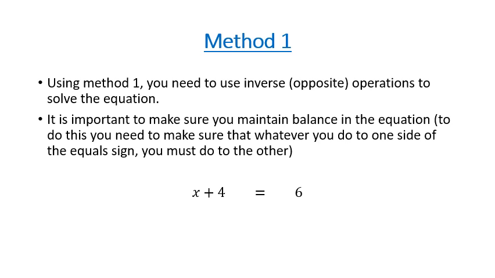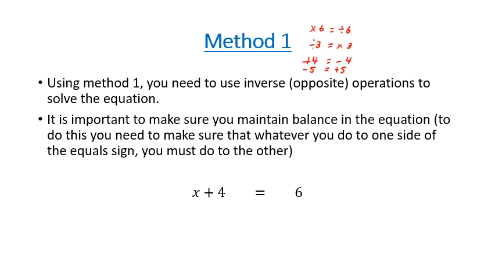Using method 1, we need to use the inverse operations. That means the opposite. So inverse is the opposite. If you had plus 4, the inverse would be minus 4. If you had negative 5, the inverse would be plus 5. If you had divide by 3, the inverse is multiplied by 3, and if you had multiply by 6, the inverse would be divide by 6. So essentially, it is the opposite of what is happening. You use these in order to get x by itself or to solve the equation.